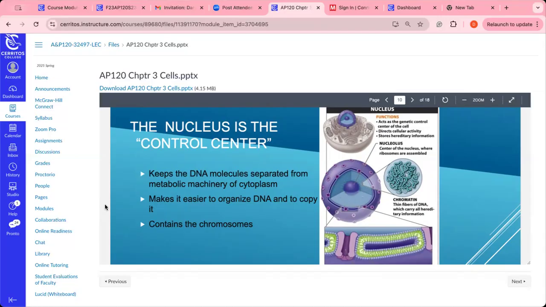So it makes it easier to organize DNA and copy it, and it contains the chromosomes. The nucleus contains the chromosomes.